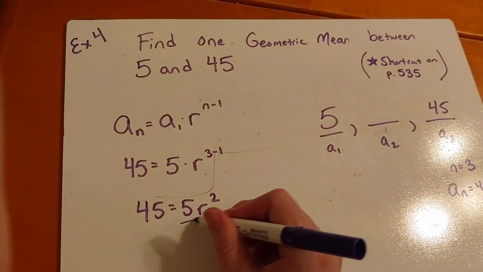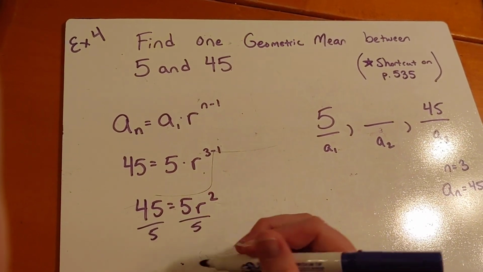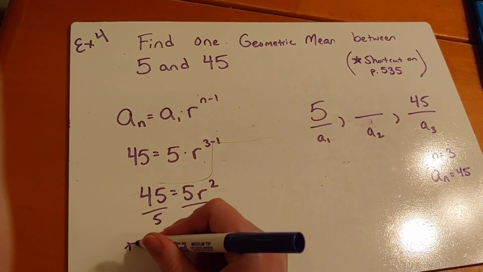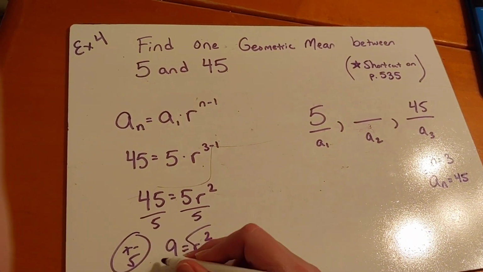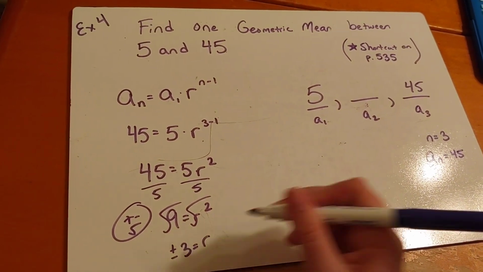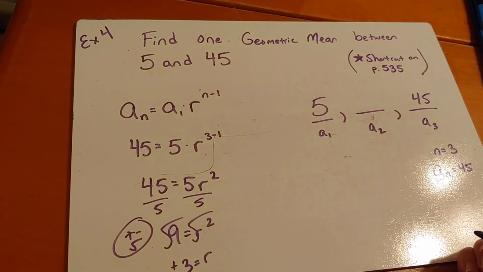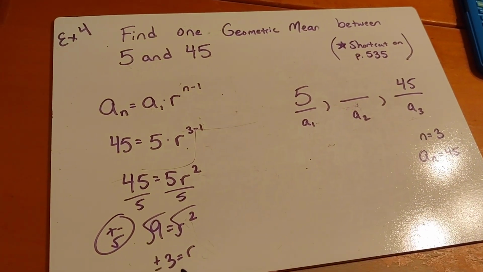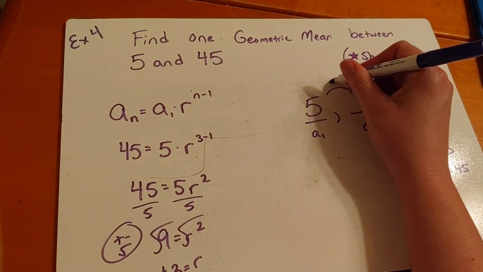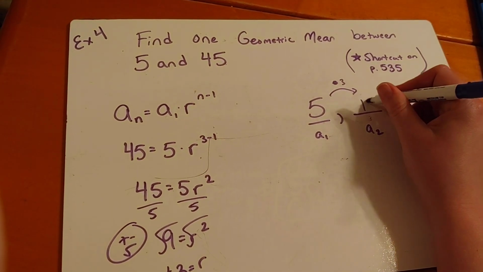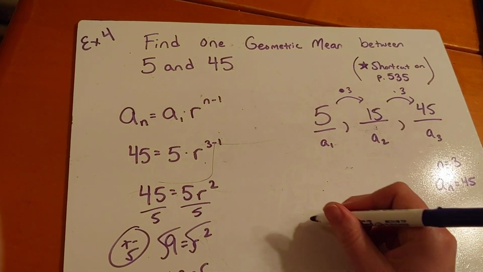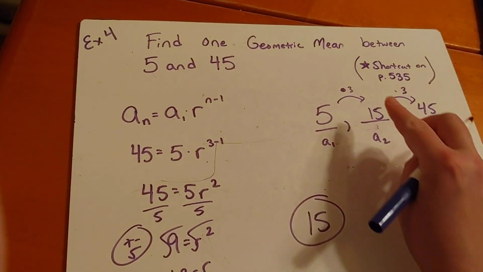Let's isolate that r squared, so let's divide by 5. 9 equals r squared. Oh, here comes radical man. So when I take the square root, r could technically be plus or minus 3. Wow, so there's actually two different correct answers for this one. If I choose to use positive 3, and I multiply by 3, 5 times positive 3 is 15, and 15 times positive 3 again brings me to 45. So 15 is a correct answer.